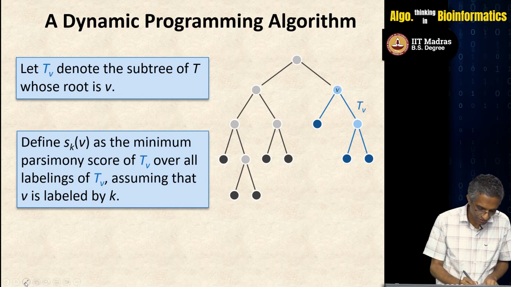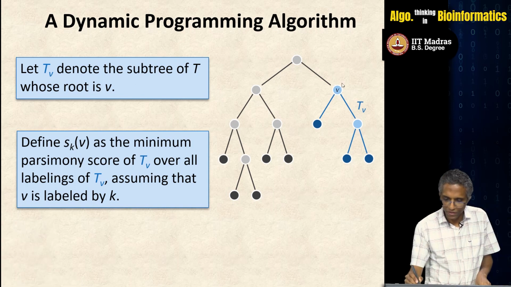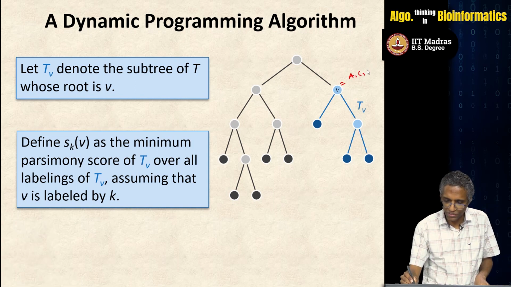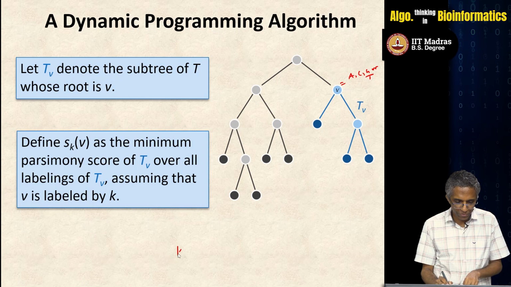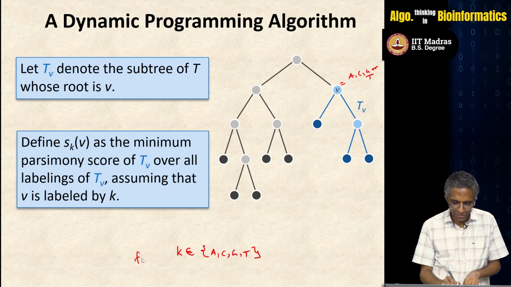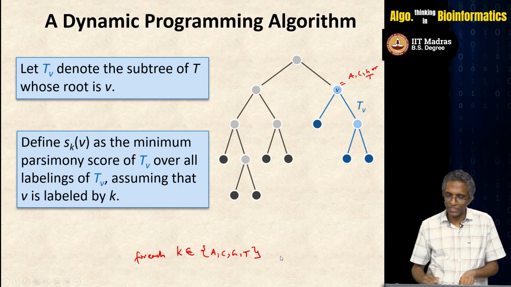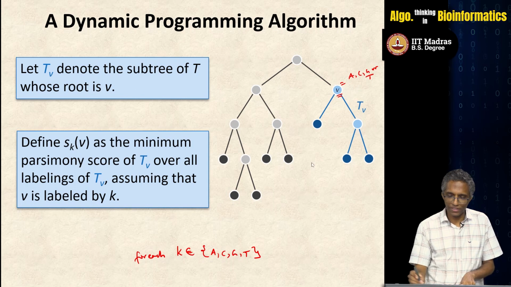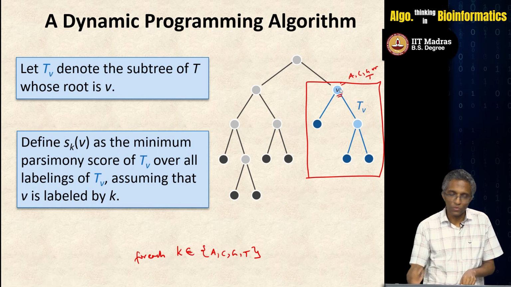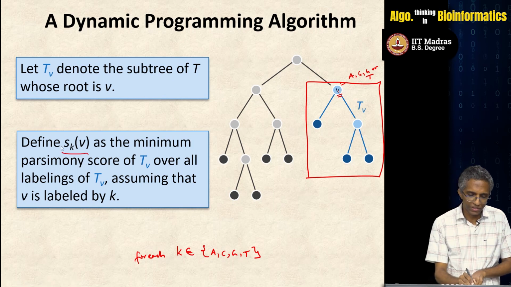Okay. So, which means essentially that V is going to be labeled as either A, C, G or T if you have a DNA sequence, right. And so, this K is going to be one of A, C, G or T, right. So, for each K in A, C, G and T, we are going to set V to be A, C, G or T, and then we are going to say that if V is A, what is the best parsimony score you can get for this tree rooted at V. If V is C, then what will be the best? If V is G, what will be the best? That is given as Sk of V.